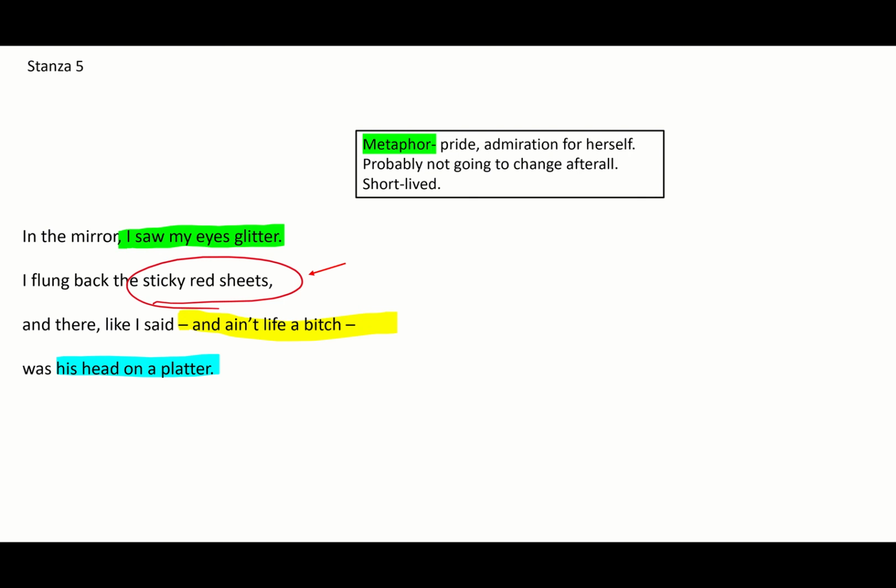She loves it. So that tone change from stanza 4 was very, very short-lived. She went, oh, I suppose maybe I'll change. Nah, it's too much fun. So there really is no change for her in this poem.